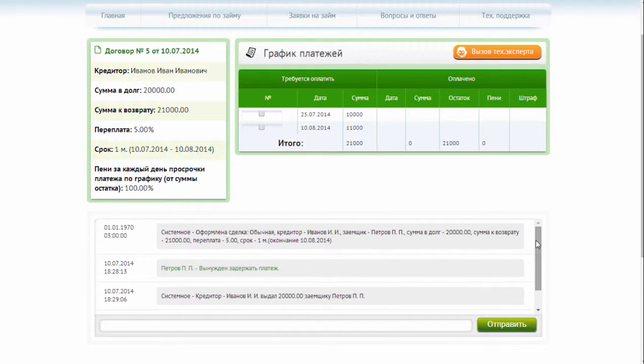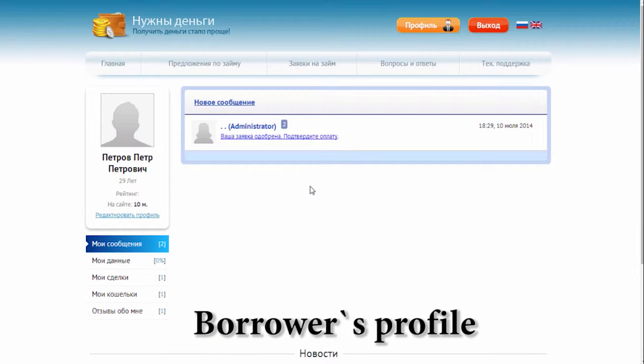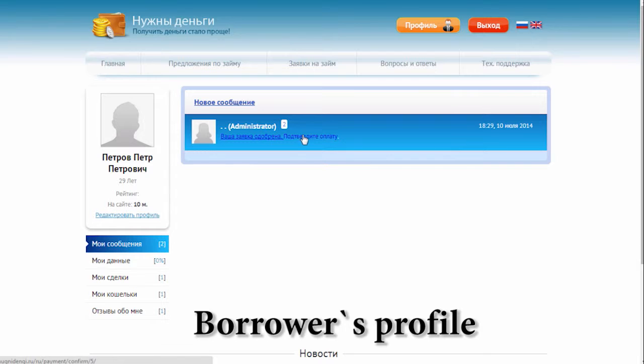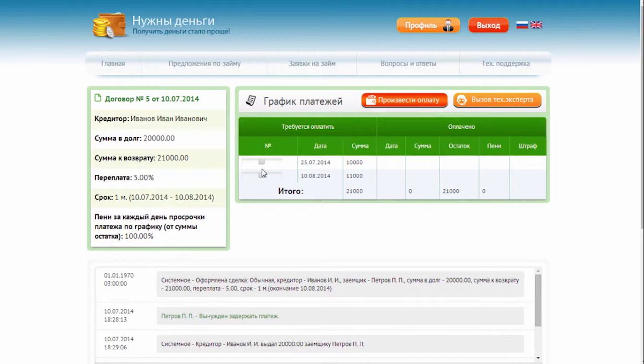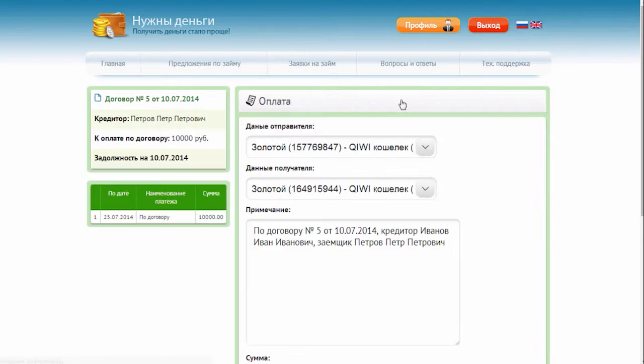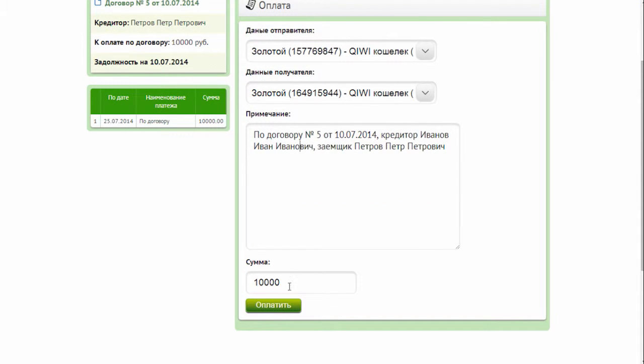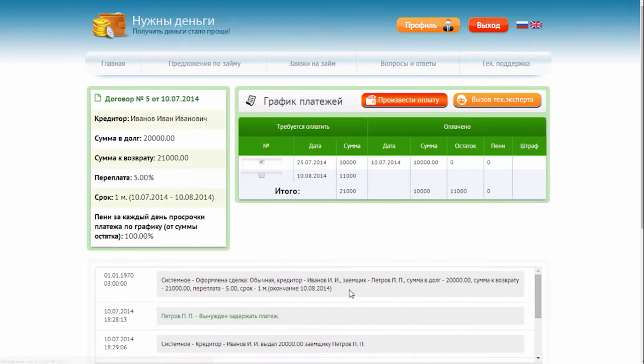Now we return to the borrower's profile. We need to confirm the payment made by the lender. Thus, the borrower has got the money now. He or she then spends it on his or her needs. Then comes the moment when the money is supposed to be paid back subject to the payment schedule. In the personal account, we go to our deal and effect the payment.